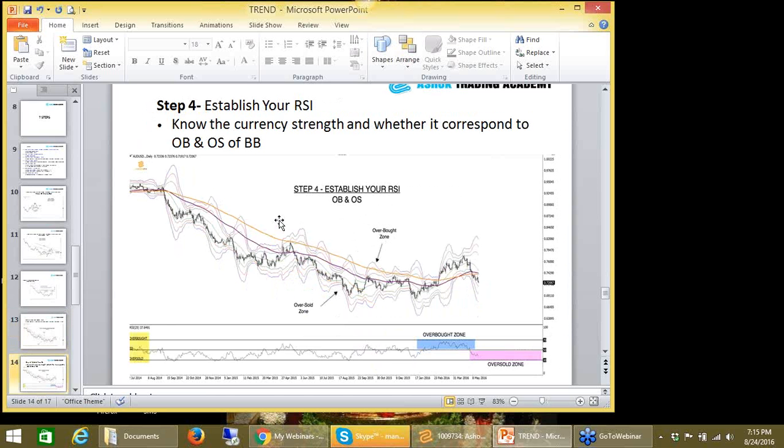Next, step number 4: establish your RSI. In steps 2 and 3, we put in the moving average to find the trend, then the Bollinger Band to find the overbought and oversold condition. Now using the RSI. Until now, any doubt? Anybody? You find the MA and the overbought, oversold position.